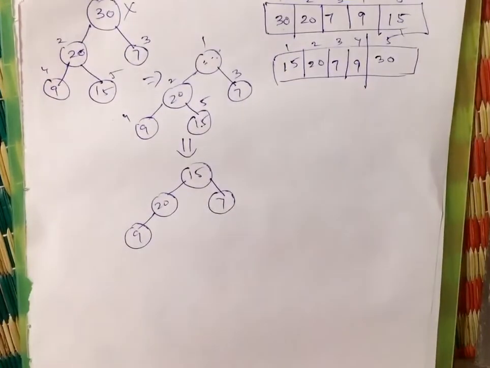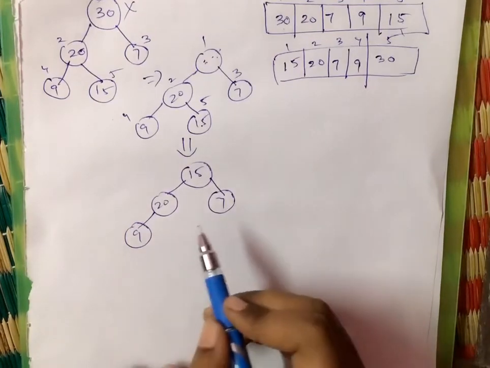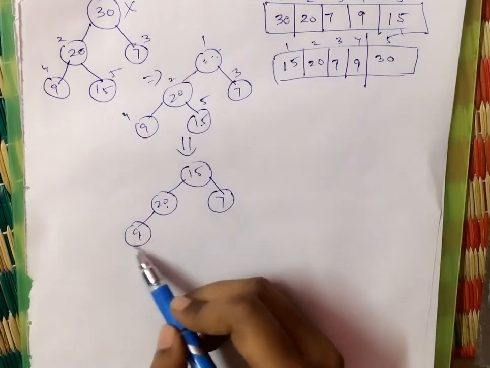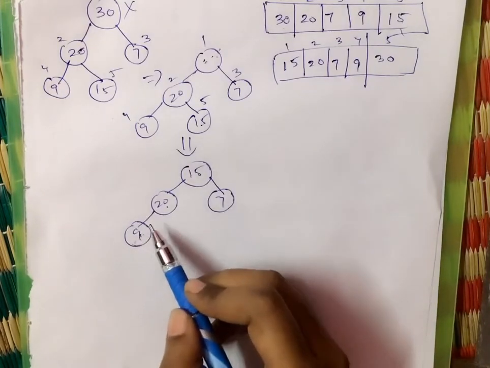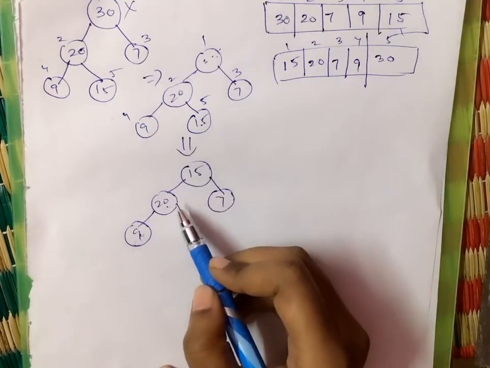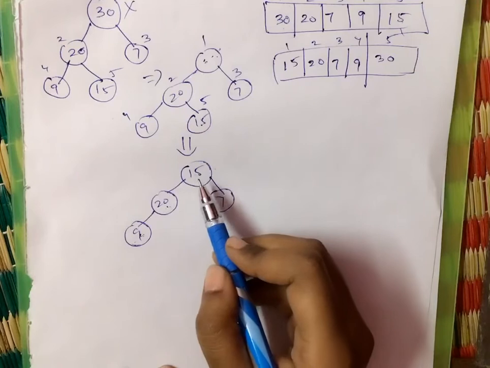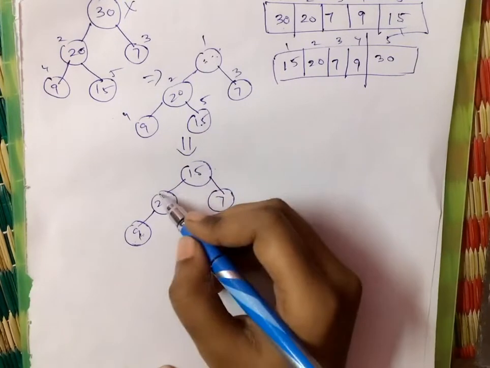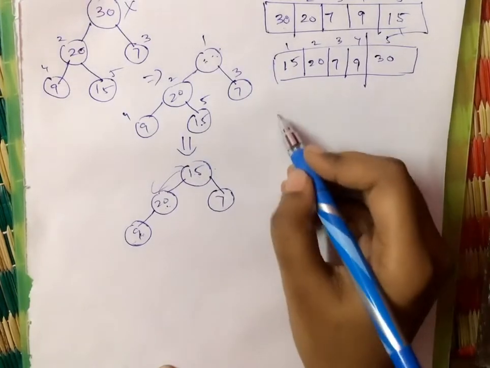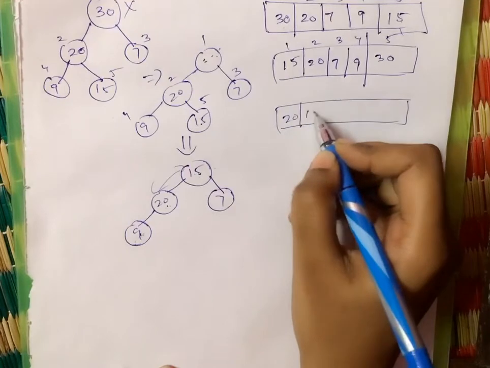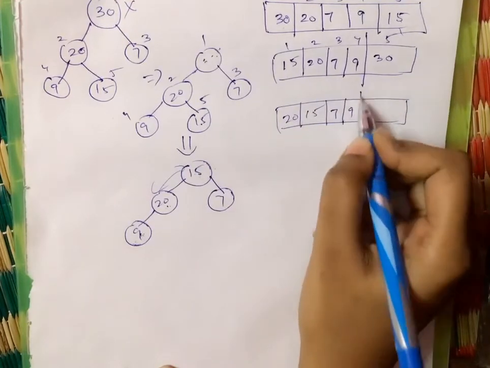Now again we need to check all the conditions. Before we followed that the parent is greater, so compare with the last element. The last element's parent is small, the child is greater. Again we will compare with this. Now you check that the parent is smaller and the child is greater. So what we need to do, we will swap these two elements. After swapping, what will be the array? The array will be 20, 15, 7, 9 and 30.